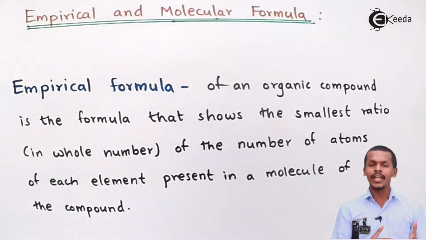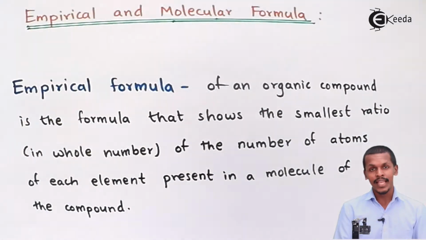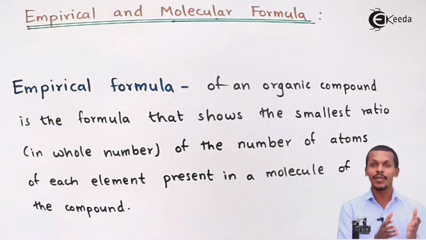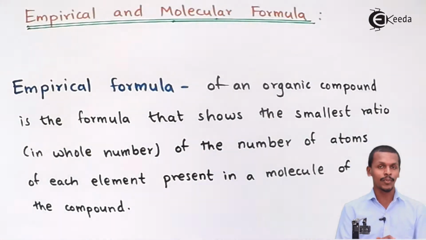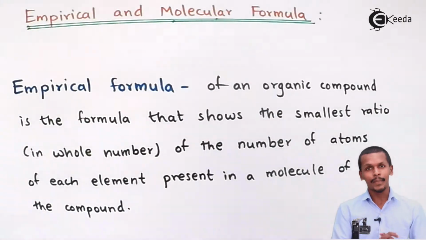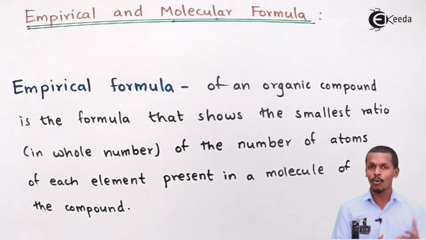Talking about the empirical formula and molecular formula, every organic compound is made up of elements in a proper proportion. That is the reason we have to determine the percentage of a particular element present in the organic compound, which we have discussed earlier in the quantitative analysis. Based on all that, we are going to start with the empirical formula and molecular formula.